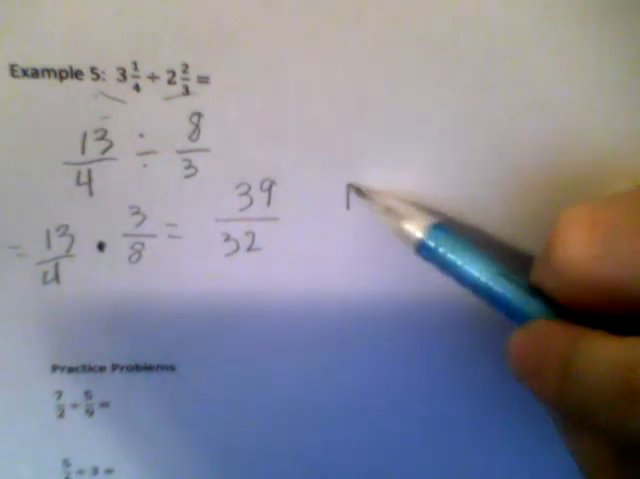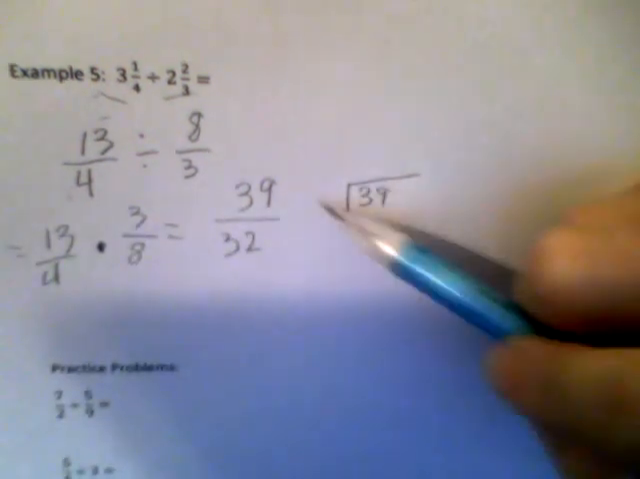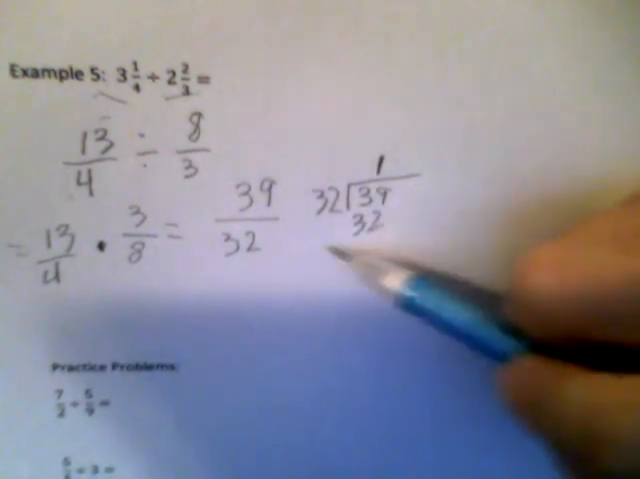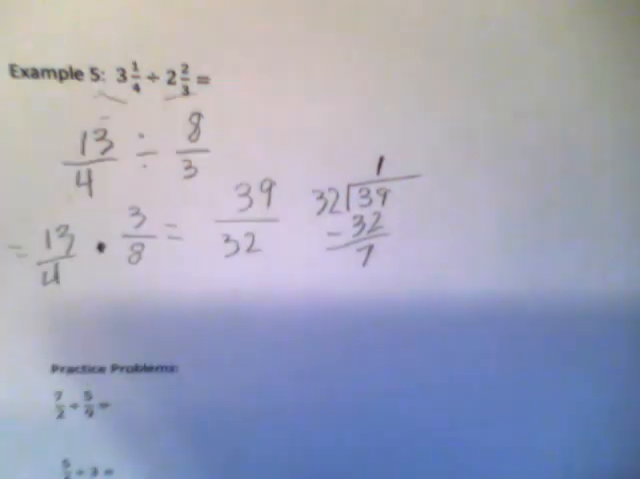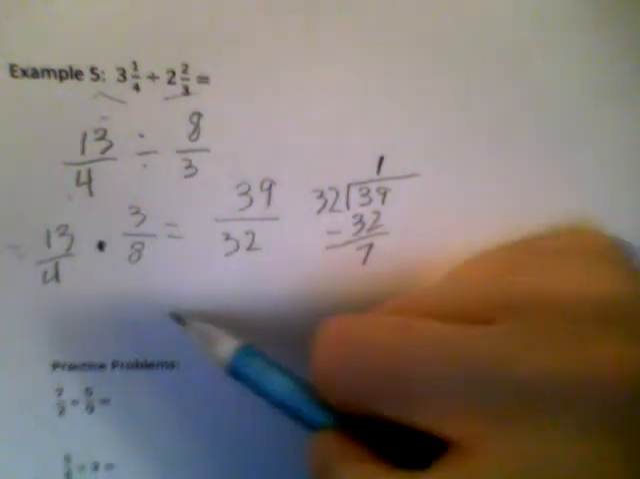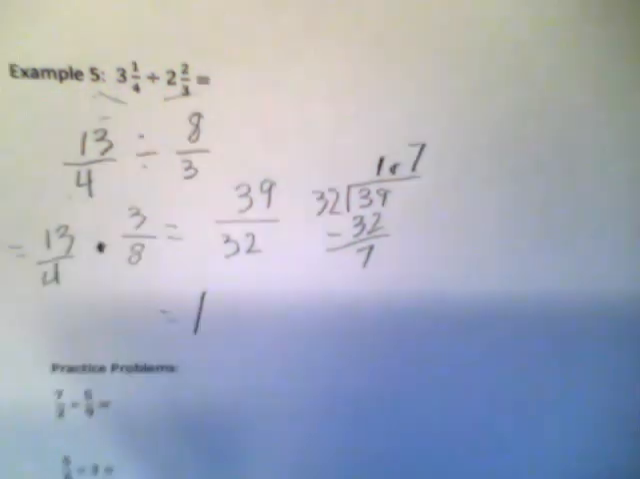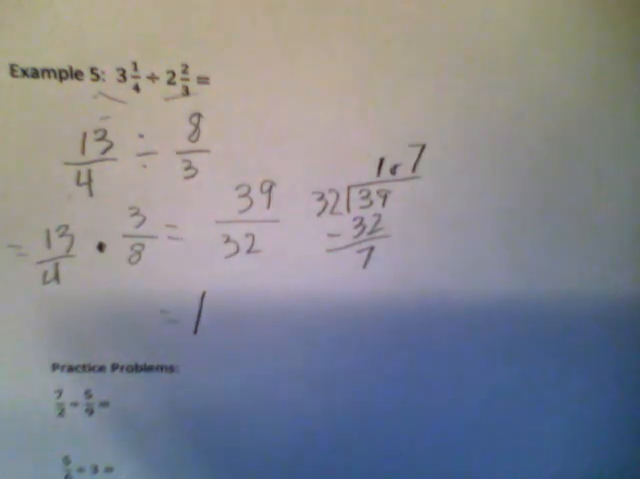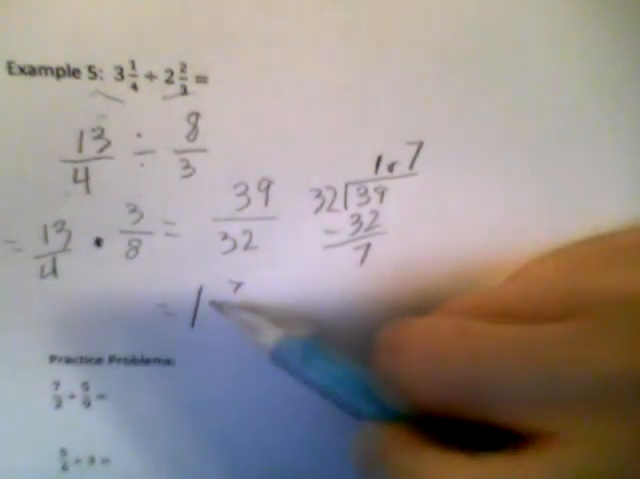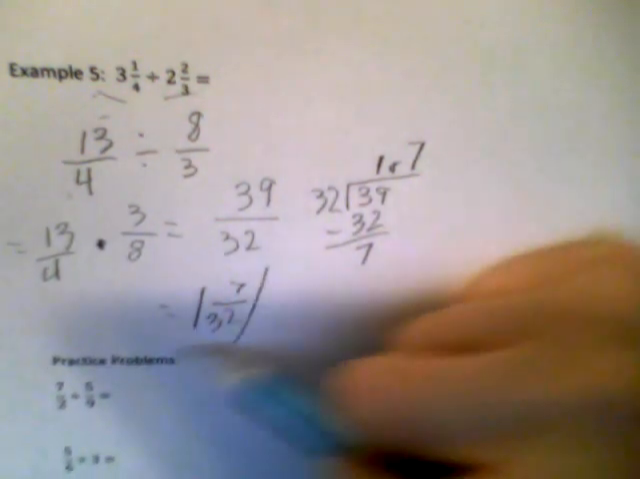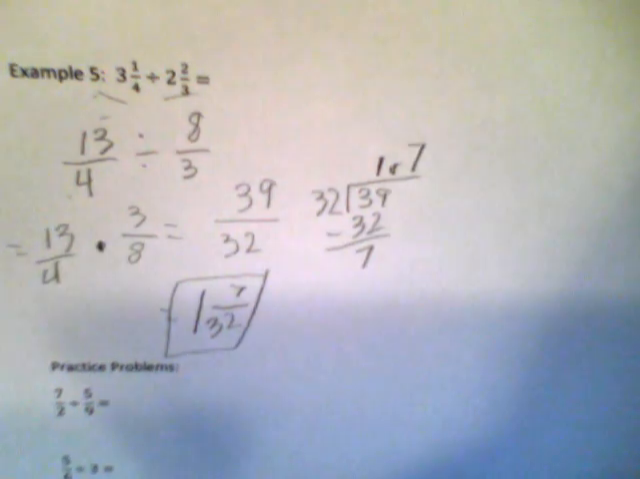I don't want to leave it like that though. I want to convert this into a mixed number. So I do 39 divided by 32. 32 goes into 39 one time. 1 times 32 is 32, and I get a remainder of 7. So my final answer is going to be 1. So that's my whole number. My remainder of 7 is going to be my numerator for my fraction part, and I'm going to keep my denominator of 32. So my answer is 1 and 7 over 32.